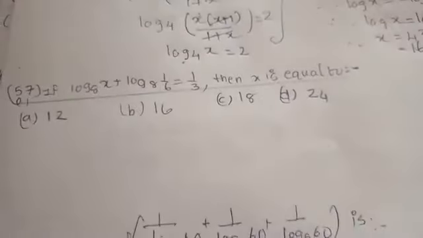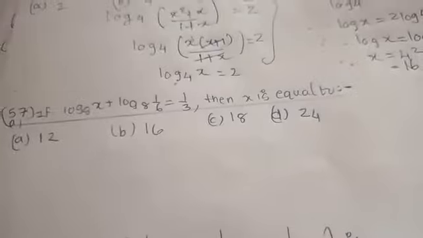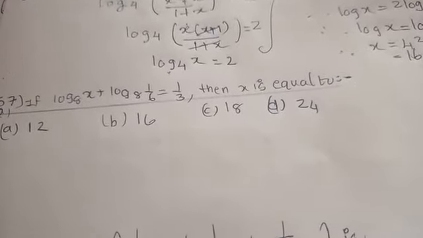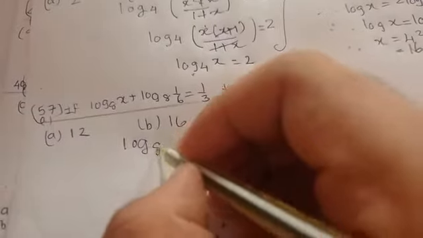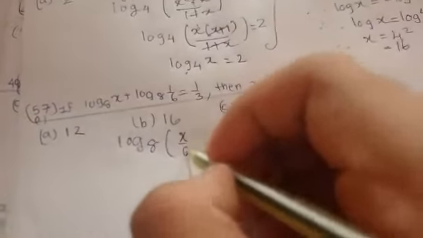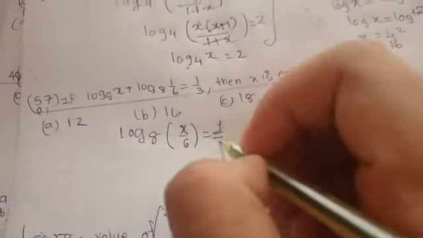57th question. If log x to the base 8 plus log 1 by 6 to the base 8 is equal to 1 by 3, then x is equal to. Since the bases are the same, this expression can be written as log to the base 8 of x by 6 is equal to 1 by 3.